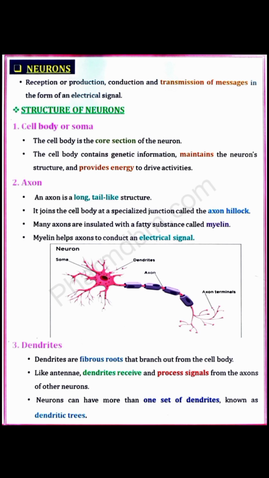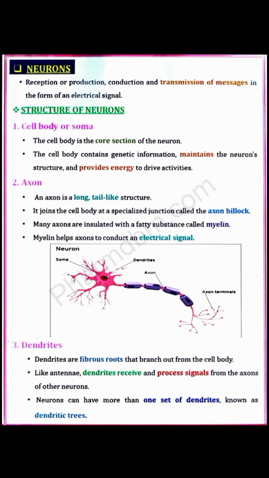Neurons. Neurons help in reception or production, conduction and transmission of messages in the form of an electrical signal. Structure of neuron: it involves a cell body, axon, and dendrites. First one, cell body. The cell body is also known as soma. The cell body is the core section of the neuron. It contains the genetic information which maintains the neuron's structure and provides energy to drive activities.